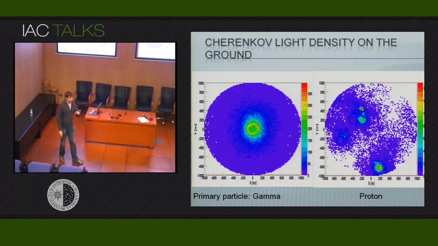And also, as I showed the other time, there's a bump in the electron spectrum, so there are quite a lot of electrons, also cosmic electrons, and they also produce a lot of background.